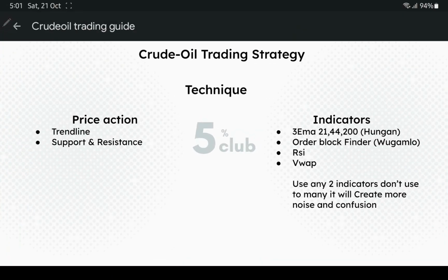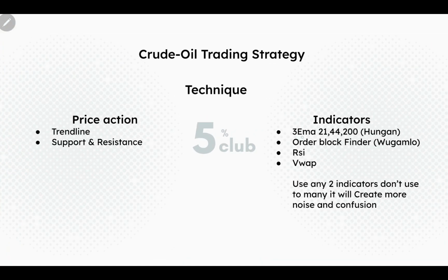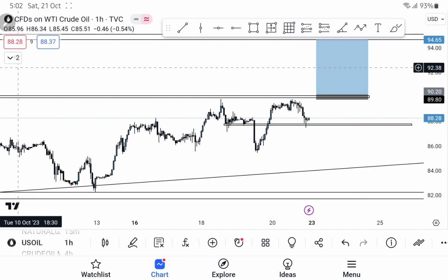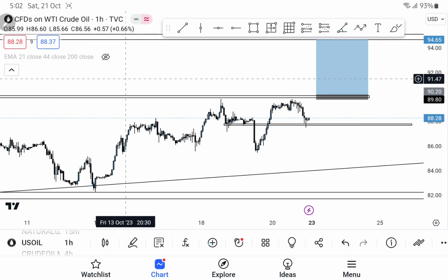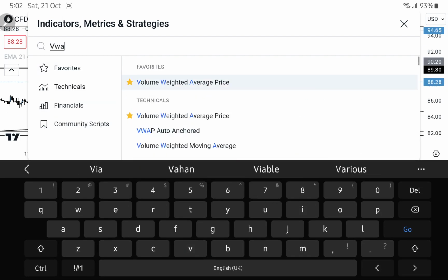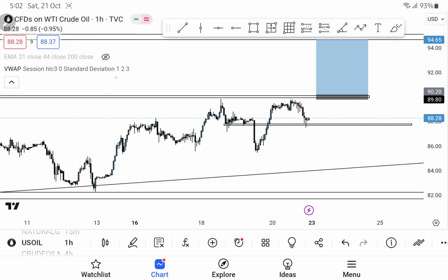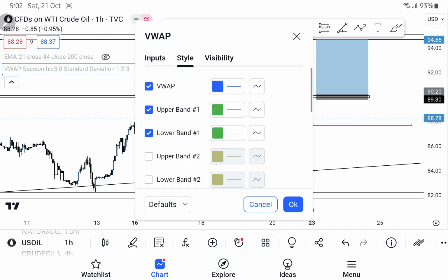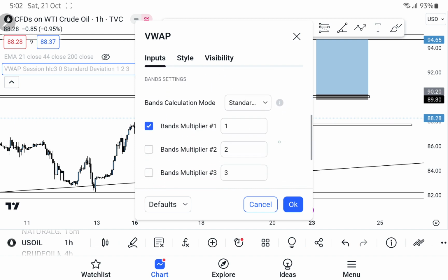The indicators I use are EMA and order block. These are the two things which I use, and this is the author's name. And RSI I use in a different way. VWAP you can definitely use because VWAP has good weightage. So I will just plot VWAP and show you how it works. Okay, so this is VWAP. Just a minute, let me change the settings. Upper band, lower band, we remove it. Offset.